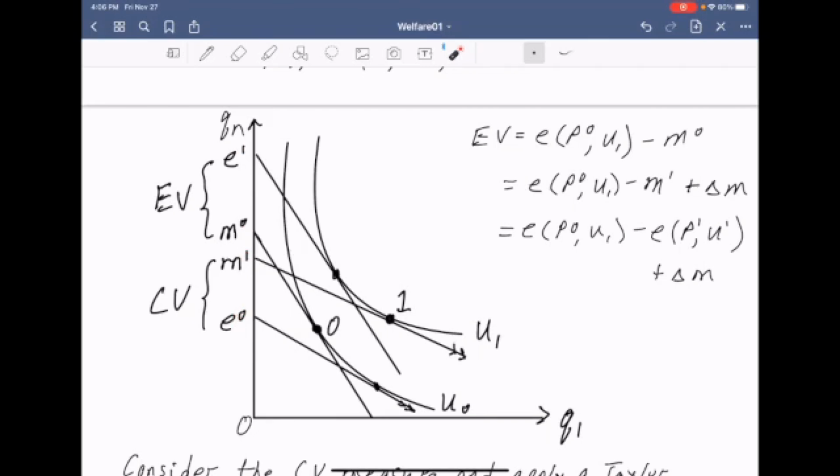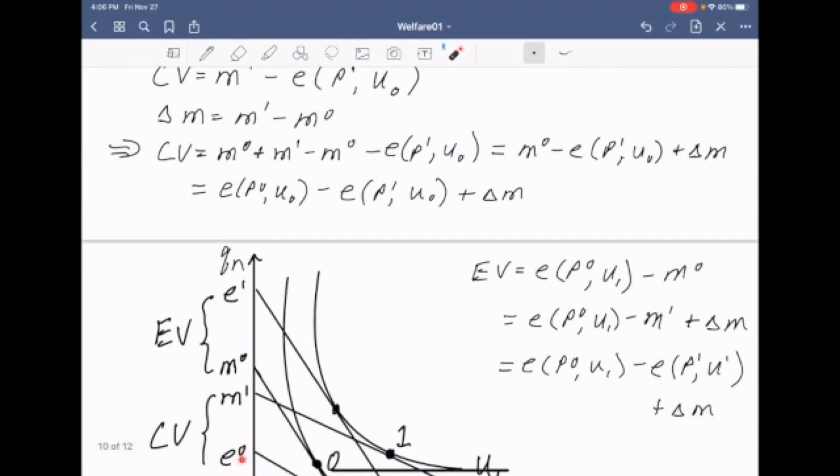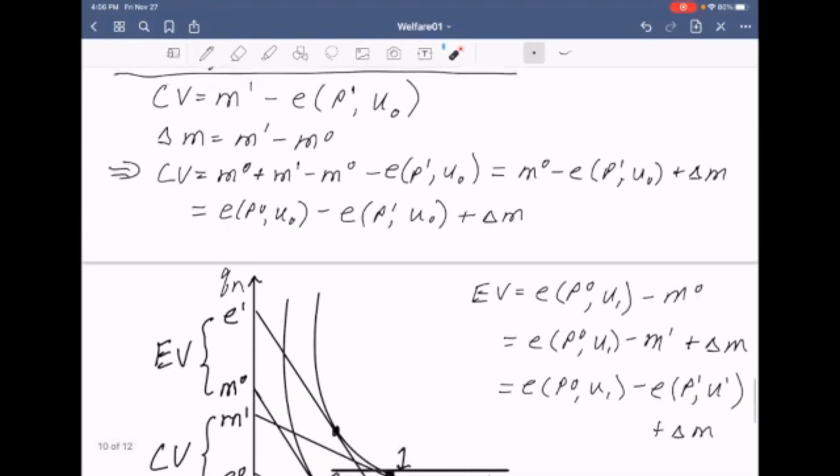We're interested in measuring the differences between this and this. So the compensating variation is M1 minus E0, and we write that as M1 minus E, the expenditure function, at prices P1 and the indifference curve U0. We also have a change in income, M1 minus M0. Here it is a negative number. And the compensating variation is equal to M0 plus M1 minus M0 minus the expenditure function up here.